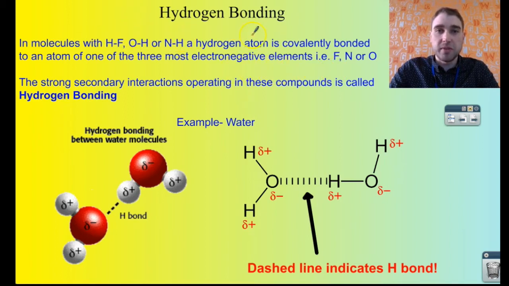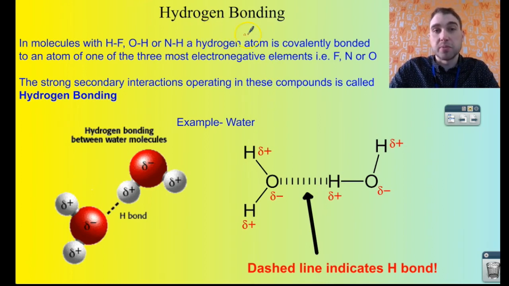So what happens in molecules with those bonds between hydrogen and fluorine, oxygen, or nitrogen is you've got hydrogen that's covalently bonded to a very electronegative element, so fluorine, nitrogen, or oxygen. These are all very electronegative, and what that means is in the bond, these are pulling the electrons closer towards them, so they get a very strong partial negative charge. What happens with the hydrogen atom is because the electrons from the bond have been pulled towards the electronegative elements, it gets a very strong partial positive charge.